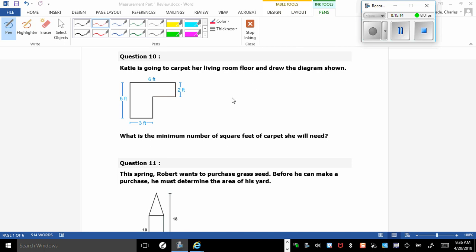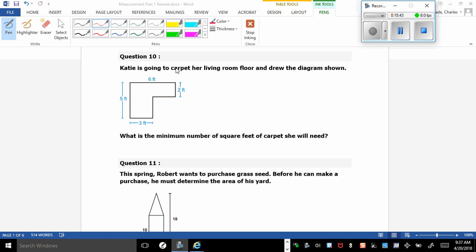So on the review, the first 9 questions had to deal with the Pythagorean theorem. Now, you might see the Pythagorean theorem again once you get to questions involving side lengths and having to find area and perimeter. But just the straight Pythagorean theorem questions are 1 through 9. And now we're moving into area of irregular shapes, composite shapes, area and perimeter.